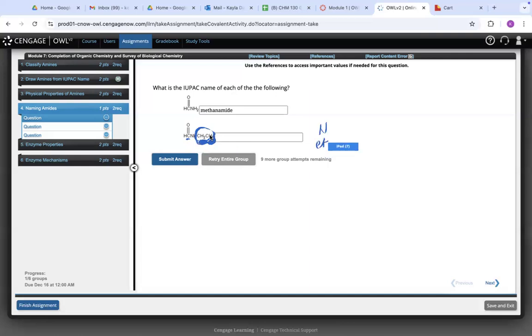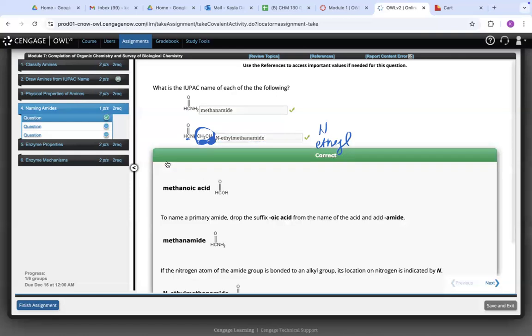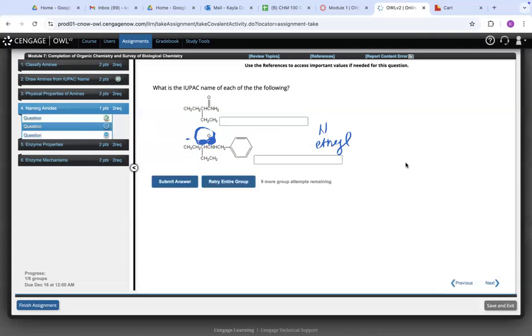So a two carbon branch is an ethyl, and it's not coming off a carbon in the main chain, so we can't give it a number. This is when we use the N. So it's going to be N-ethylmethanamide, because it's still one carbon in the main chain, and amide. Crazy. All right, we'll do this one.